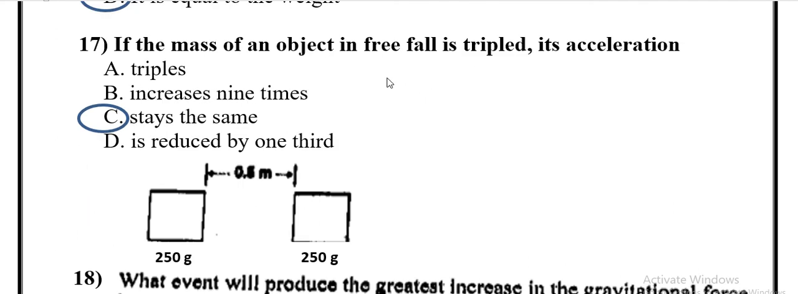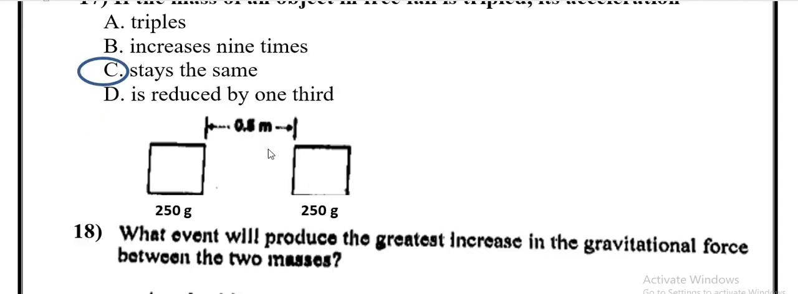Question number 17. If the mass of an object in free fall is tripled, what happens to its acceleration? The mass is tripled, but it is falling in free fall. In free fall, the object will move with the gravitational acceleration G. So if the mass is doubled, the object will fall with the same acceleration G. It will stay the same.